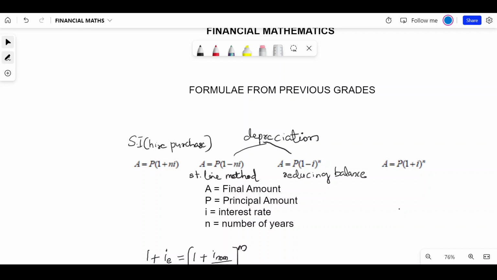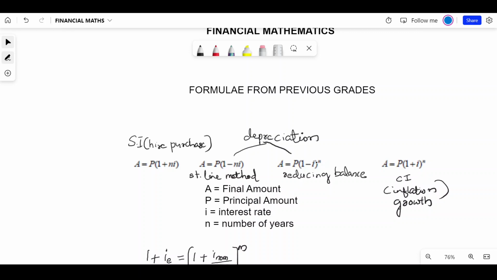Now in this one, the amount increases after some time. So the plus formula is used when the question says compound interest, or if the question talks about inflation, then you use this formula. Also if the question talks about growth in population, growth in number of bacteria, in such cases you also use the formula A equal to P times (1 plus i) to the power n. So that is how the variables are used in all the 4 formulae.